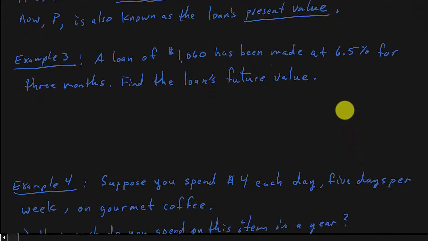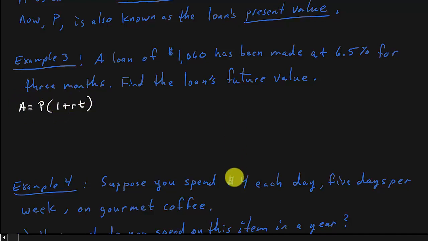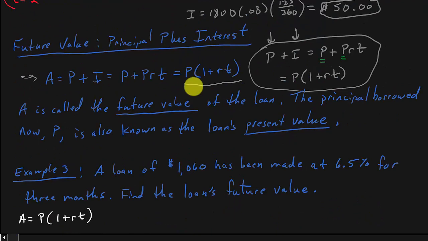It says a loan of $1,060 has been made at 6.5% for 3 months. Find the loan's future value. All right, so for this problem, the future value is P times 1 plus RT. That's our formula. See, that's from right here.